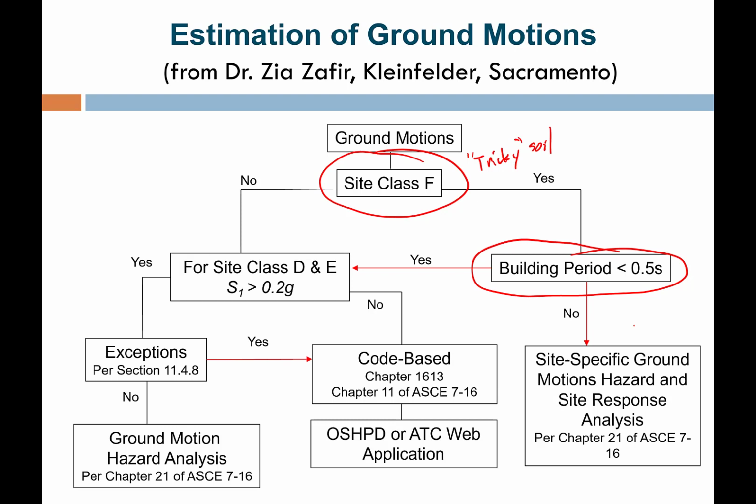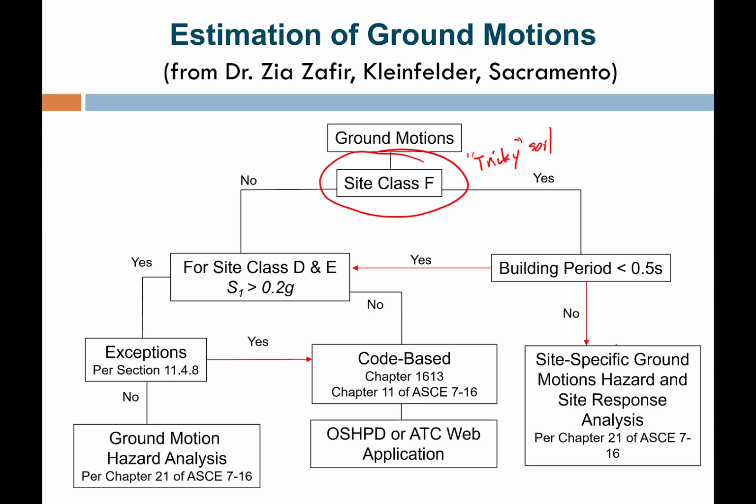So the building is going to be out of tune with the soil, and we can go back to some of the more generic code-based approaches. But if I have a high period building and site class F, this tricky soil is generally high period soil, it's possible that my building and my soil are in tune. And if that's the case, I need to do a site-specific approach. And that's no small task, believe me. That's probably anywhere between a $10,000 to $30,000 engineering analysis to have those ground motions developed, at least if they're done right.